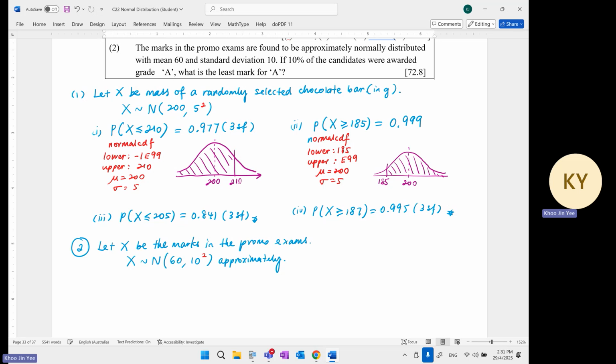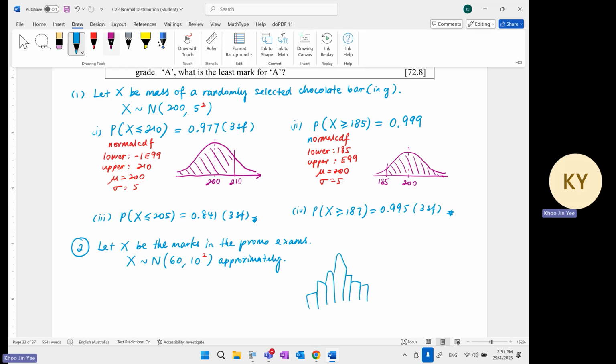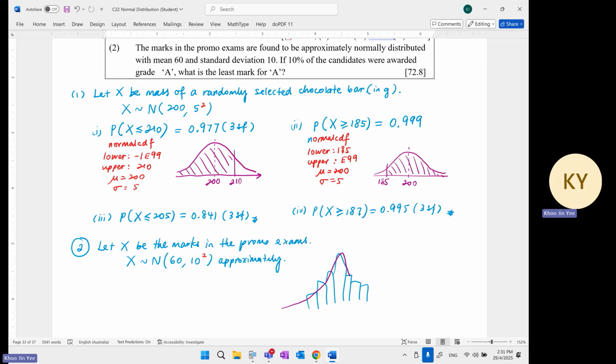We will see this again soon, next chapter. Not for this chapter, next chapter. Roughly, they wrote that approximately normally distributed in the question. Then when you draw the graph, it will be something like this. Like the usual normal graph that we see after WA, it is going to be like that. Approximately normally distributed.